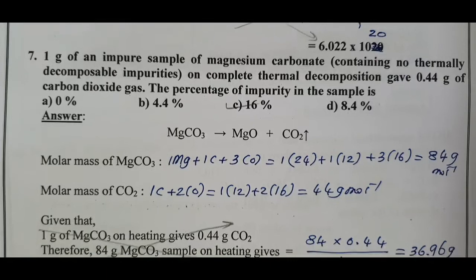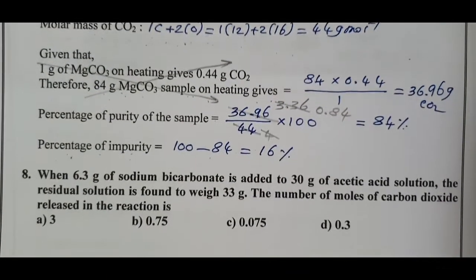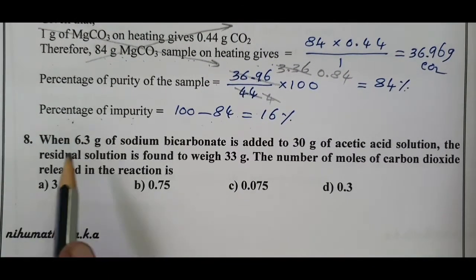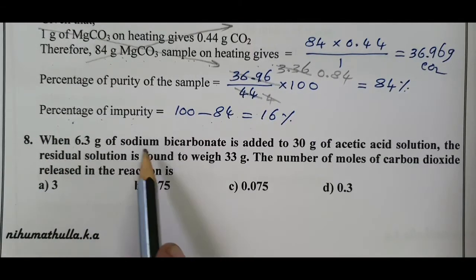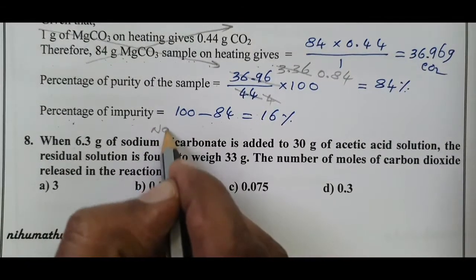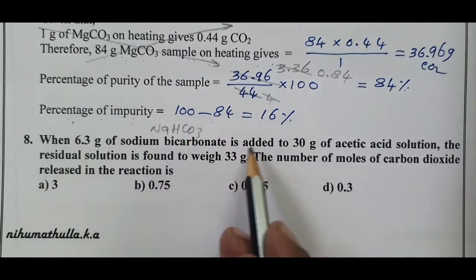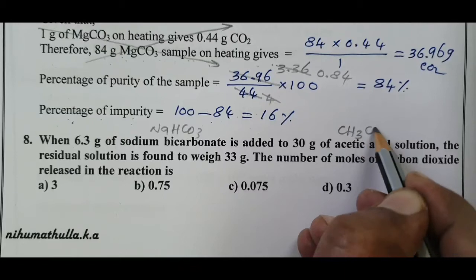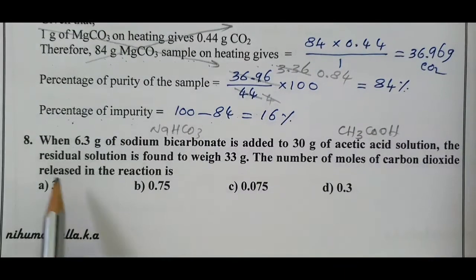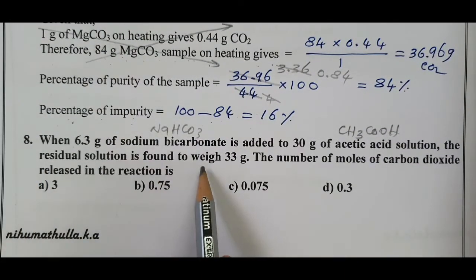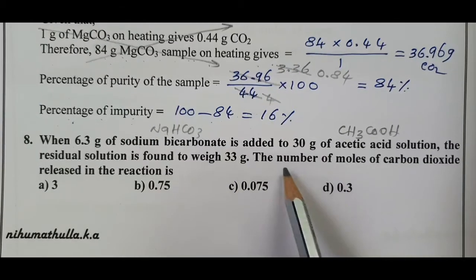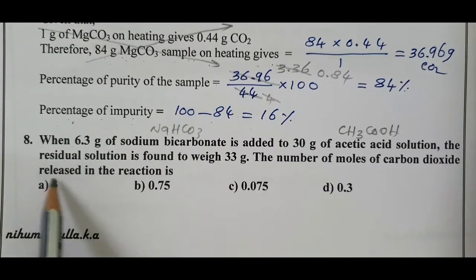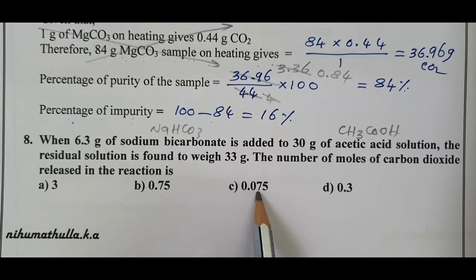Come to question number 8. When 6.3 gram of sodium bicarbonate, NaHCO3, is added to 30 gram of acetic acid, ethanoic acid, CH3COOH solution, the residual solution is found to weigh 33 gram. The number of moles of carbon dioxide released in the reaction is: 3, 0.75, 0.075, 0.3.